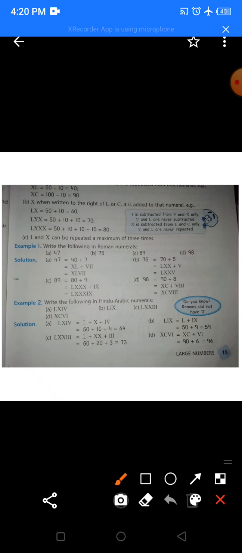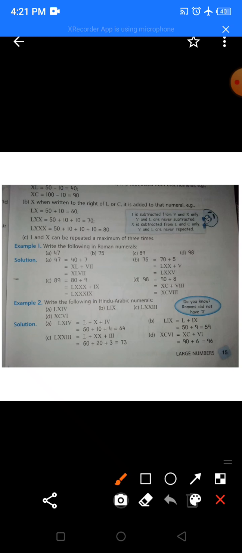Now, see, look here. Before solving example 2, you can see a dialog box here. Do you know Romans did not have 0? Nobody knew the value of 0 and nobody used 0, which is why you do not have any sign for 0. 0 was invented in India, children. But Romans did not know 0, so we do not have any symbol for 0.